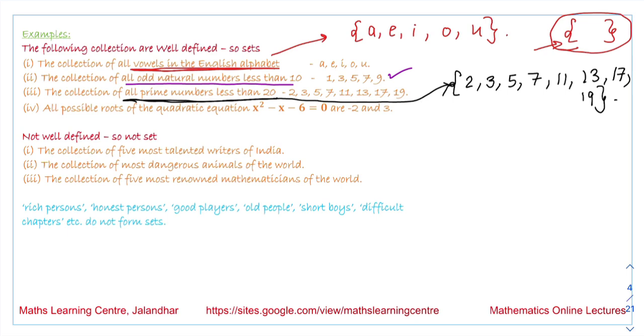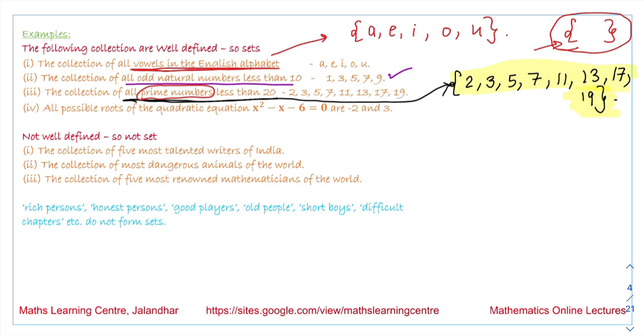One thing you should keep in mind when we are talking about prime numbers: one is neither a prime number nor a composite number. This thing is clear to us. So this collection is well defined, in that we cannot add any element to this collection and we cannot remove any element from this collection.